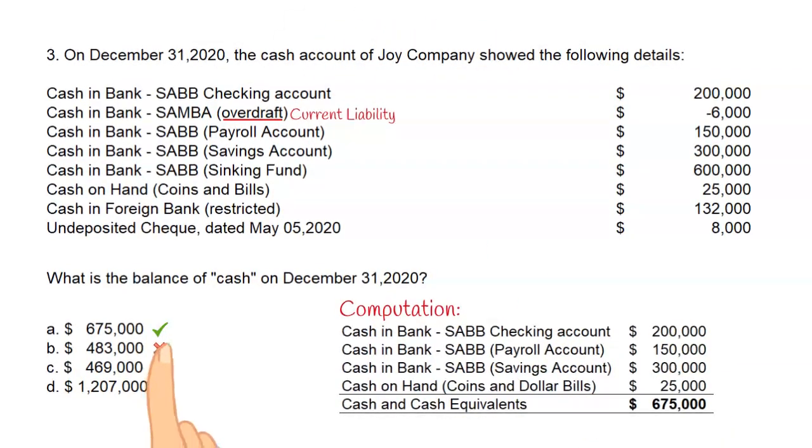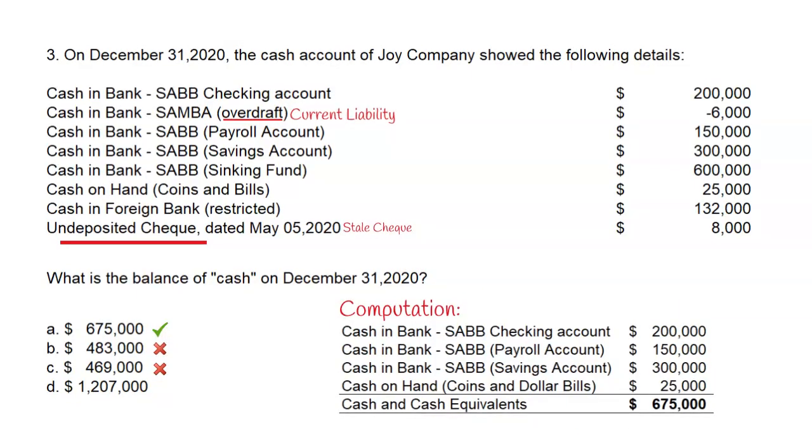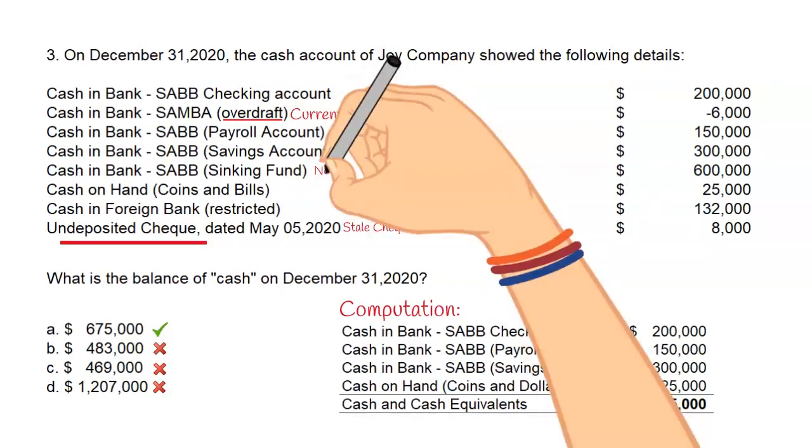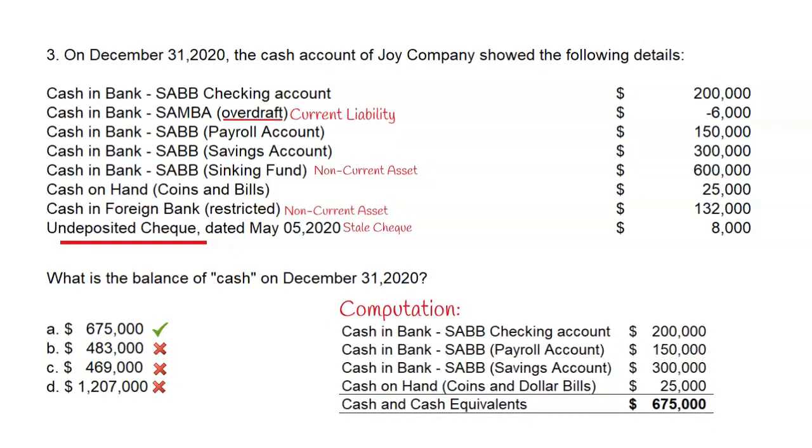If your answer is letter C, means you have included the stale check. Since the check is outstanding for more than 6 months from May 5 to December 31, 2020, then it is considered stale and will not be accepted by the bank. If your answer is letter D, means you have included the sinking fund and restricted foreign account. Both accounts are set aside for long-term purpose. Therefore, they should be reported as non-current asset.